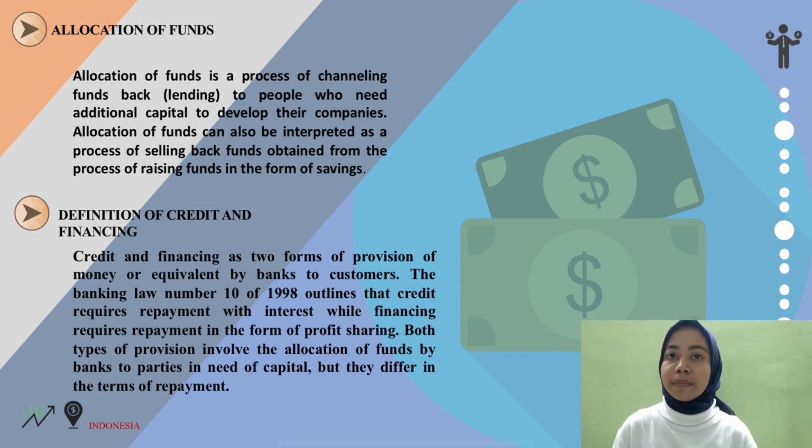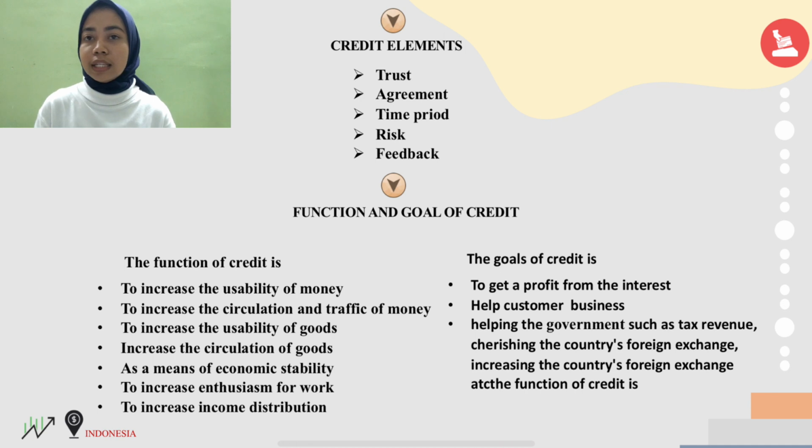Activities for allocating funds can be in the form of loans or what is referred to as credit, where this principle is usually used by conventional banks. While for banks that adhere to Sharia principles, it is referred to as financing. The difference between credit and financing lies in the expected profit. For conventional banks, the profits are obtained through interest. The benefits are in the form of rewards or profit sharing. The elements contained in the credit granting process are trust, agreements, term, risk, and remuneration.